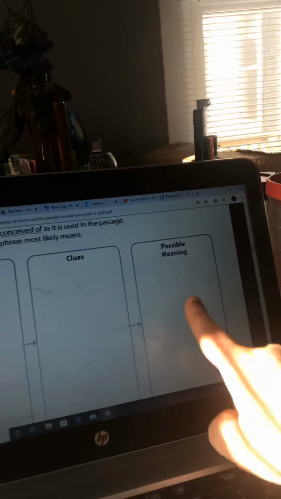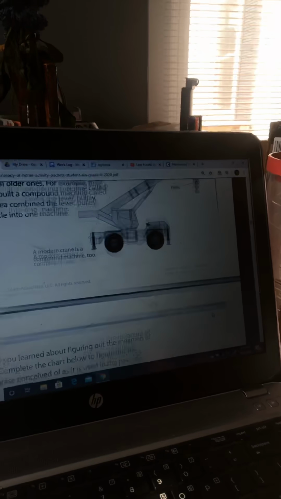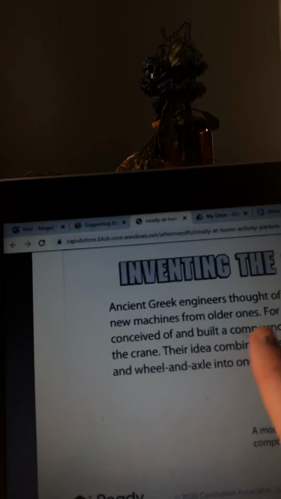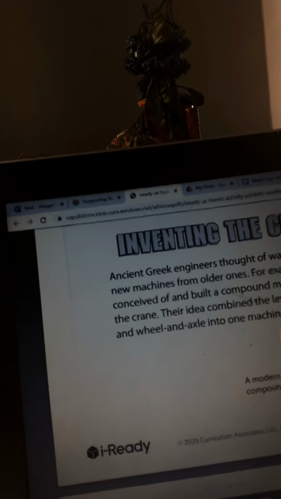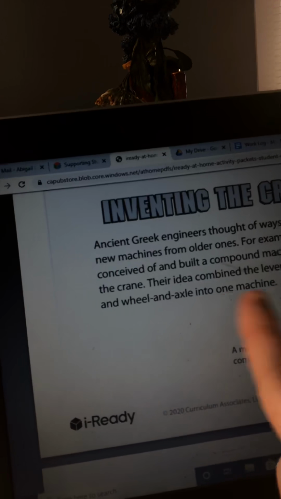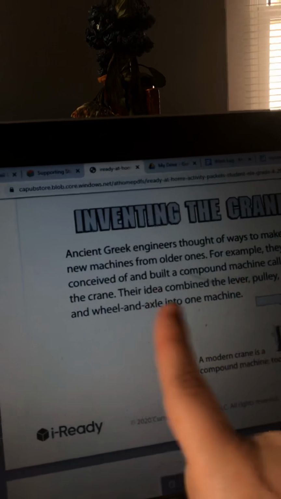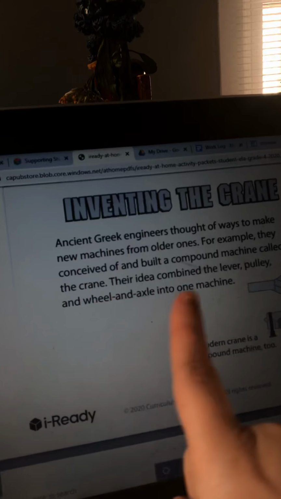What's the meaning? What word can go in there? Thought of, very good. Yes, put thought of, possible meaning. They thought of, and I want to add something else from the last sentence. They conceived of or thought of and built a compound machine called the crane. Their idea combined the lever, pulley, wheel idea. Okay, so they thought of. What word in here gives us another clue that we can add to our definition?